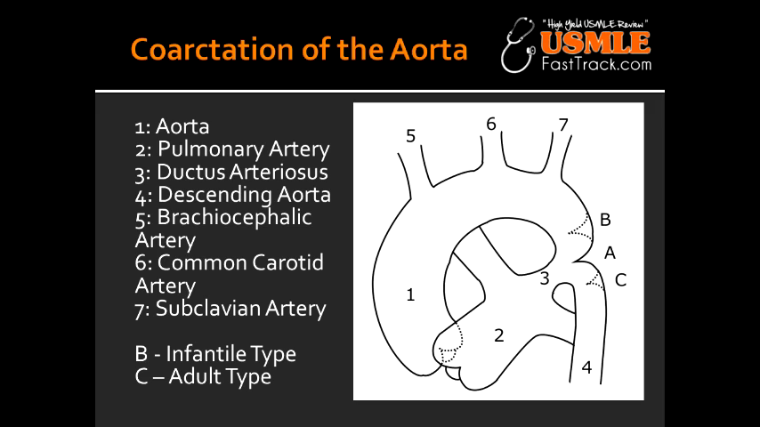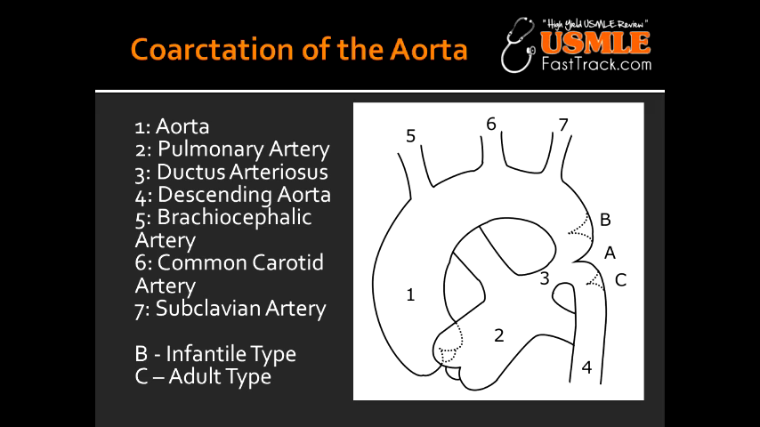What is the mnemonic to help you remember infantile type coarctation of the aorta? The mnemonic to help you remember is infantile, which has the word "in" in it, which means that it's in close to the heart. So it's closer to the heart, and this is the infantile type. What should you do in a physical exam to detect infantile type of coarctation of the aorta? In infantile type of coarctation of the aorta, you would want to check the femoral pulse.